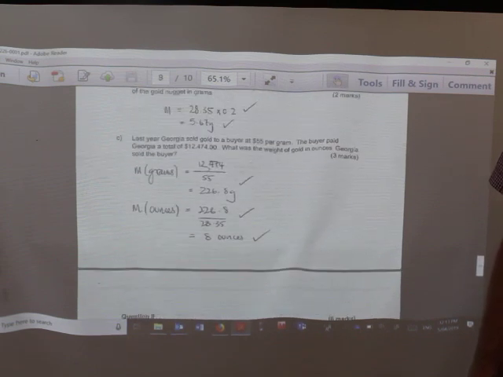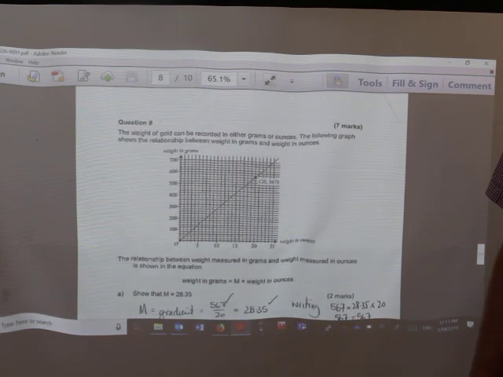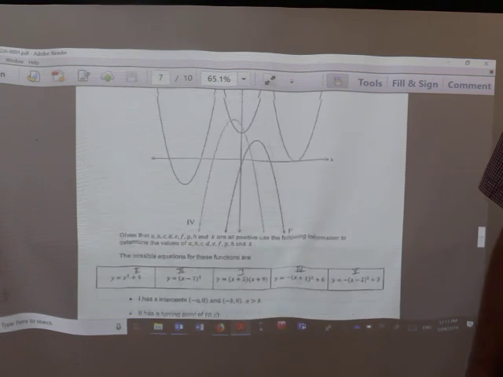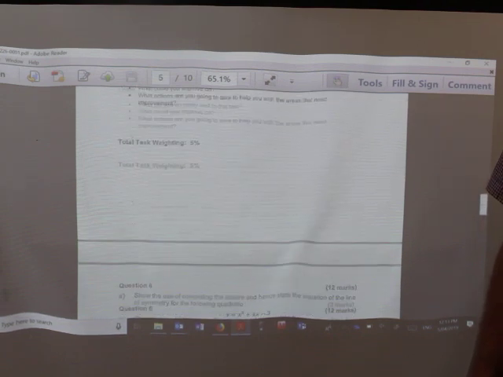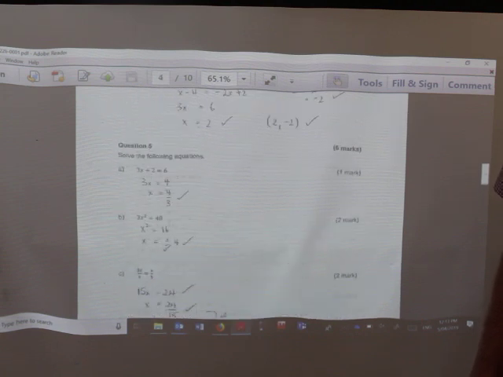But the rest was fairly achievable, and there have been some really good results from it, so I'm happy about that. Hope this has helped. Please review this test and your exam will have similar questions to it. So good exam practice here.